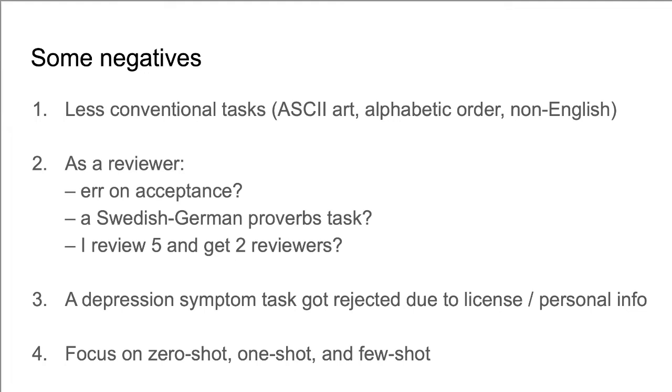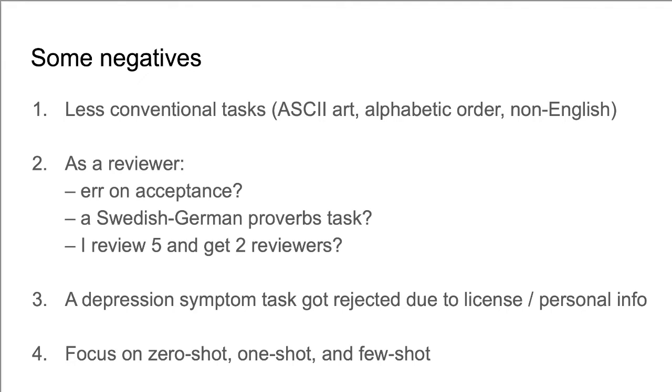I was asked to review a Swedish-German proverbs task where, I don't know either language, so I couldn't make head or tail of that. But we did accept it. And it was odd that I reviewed, I think in the end, 5, and then there were only 2 people who reviewed mine. So maybe only some people were selected to be reviewers, or it's a little unclear there.